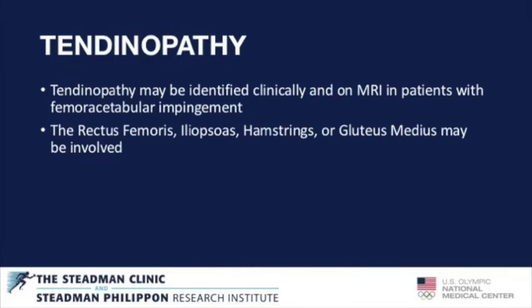Tendinopathy is often identified clinically in patients with FAI. MRI allows assessment of involved structures and the degree of tendinopathy. The rectus femoris, iliopsoas, hamstrings, or gluteus medius may be involved.